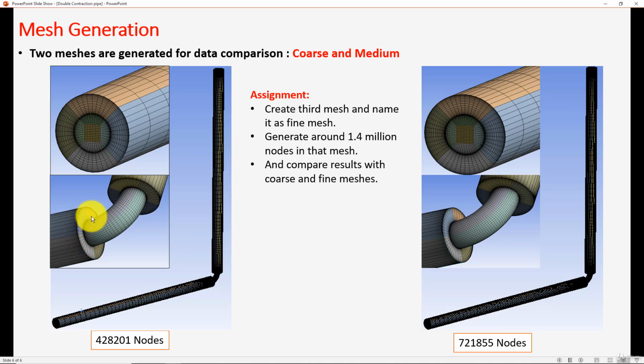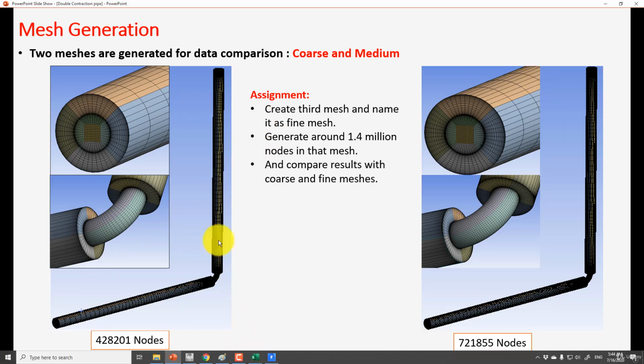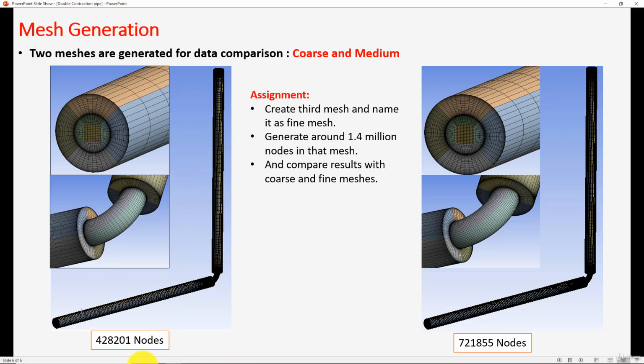So my recommendation is that you create two more meshes with lower density, and call the mesh with around 2 lakh nodes a medium mesh, and the mesh with around 1 lakh nodes a coarse mesh, then compare them. But I would continue with this setup. And so we have found these two things.